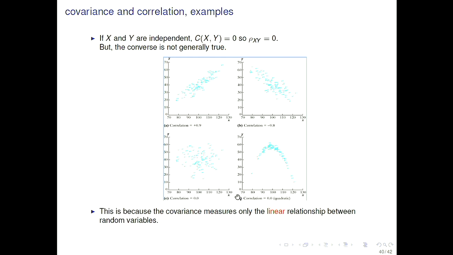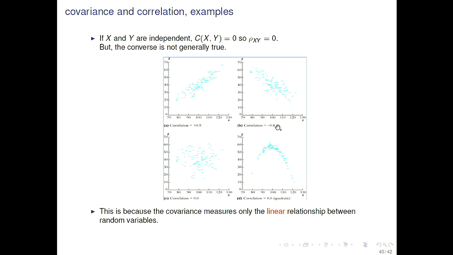Okay, so here, let me give you some examples. If X and Y are independent, then covariance is 0. Therefore, correlation is also 0. But even if covariance is 0, those two can be dependent on each other. So here we have such an example as well. So by the way, we have 4 pairs of random variables, X and Y. So this is an example of positively correlated random variables. And this is an example of negatively correlated random variables.